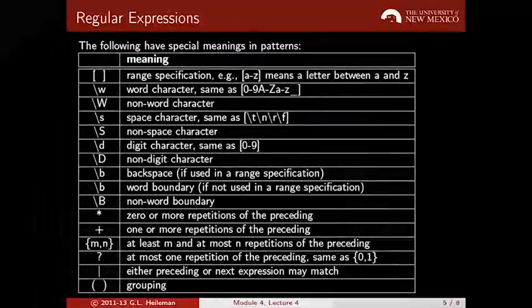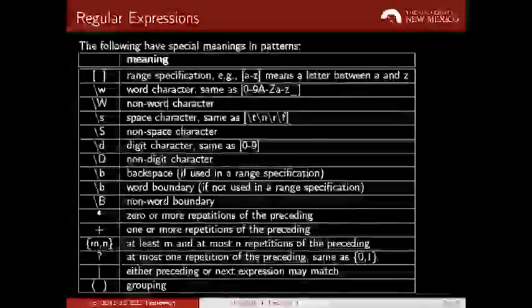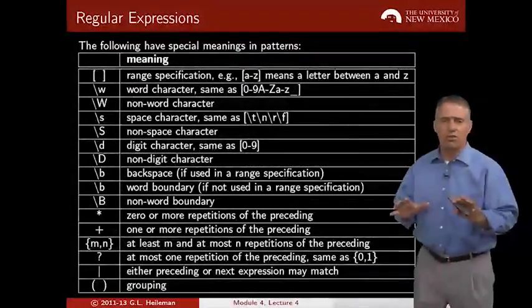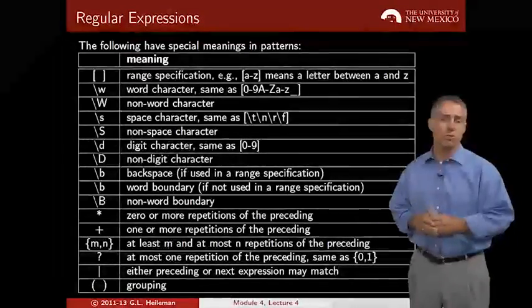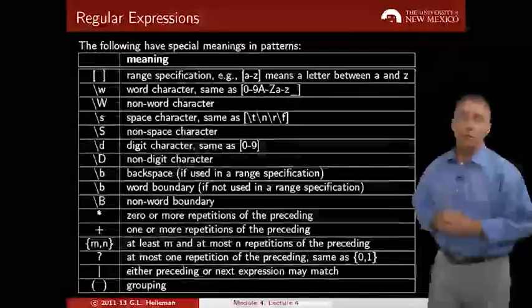Then there's some wildcard characters. Star means 0 or more repetitions of whatever precedes it. Plus means 1 or more. And then {m,n}, you can indicate an exact number of repetitions, from 3 to 5 or something like that. And then question mark means at most 1 repetition. And there's a pipe symbol that indicates either the preceding or the next expression may match. So these are just, again, a short list. You need to look at the Ruby documentation to really understand how to use regular expressions. If you come from another programming language that has regular expressions, then these will be familiar to you.